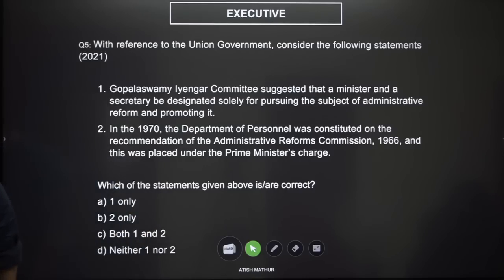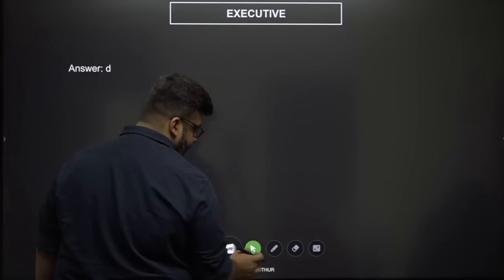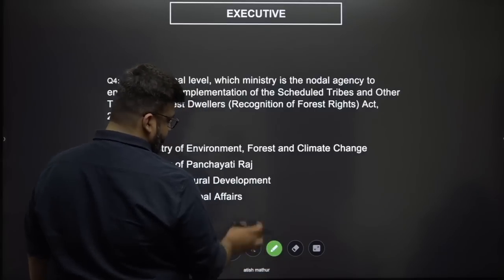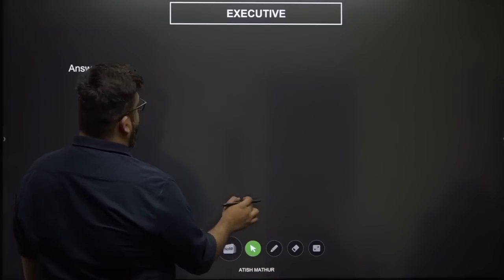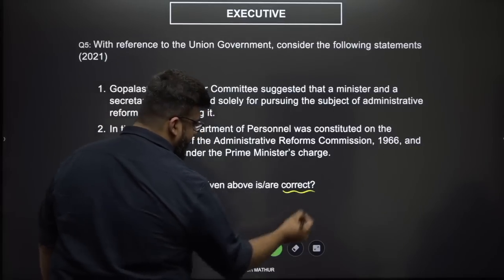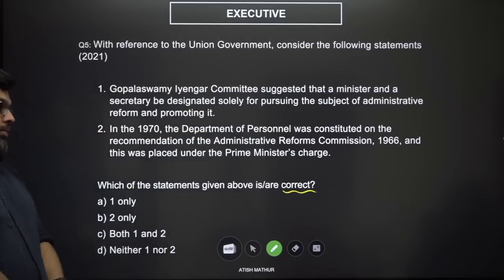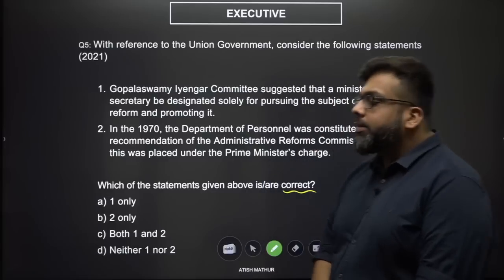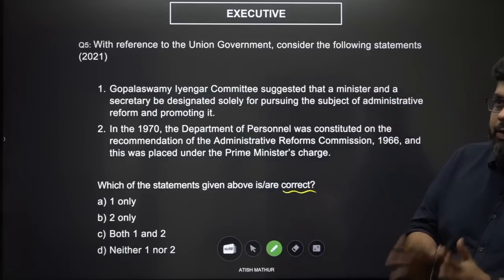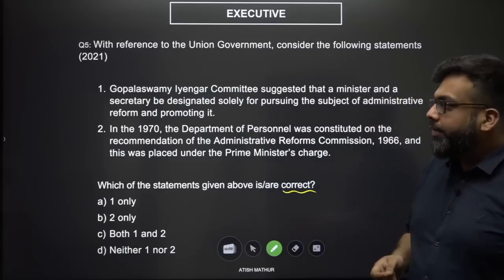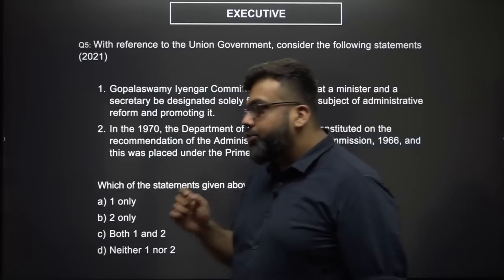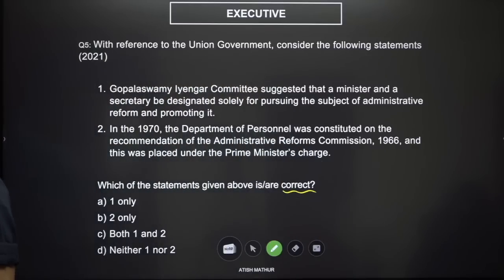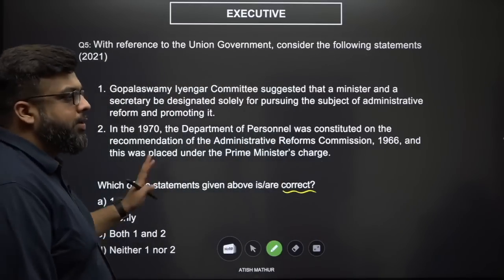With reference to the union government, consider the following statements and see which of them are correct. Again, very tough, because if a question like this comes, firstly, it's not worthy of the prelims, but if it comes, you must approach it with absolute care and caution. Only if you really have to attempt a question like this should you try it. If you think you're not crossing the 100 mark, you should try not to attempt a question like this.